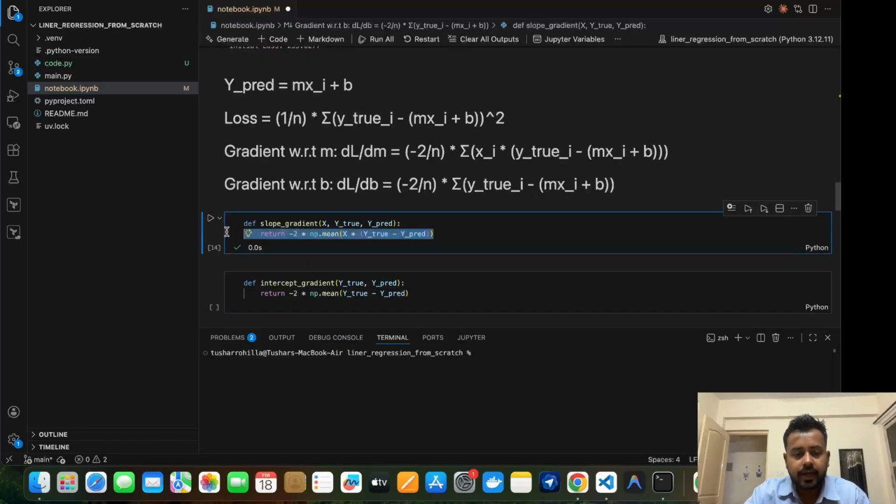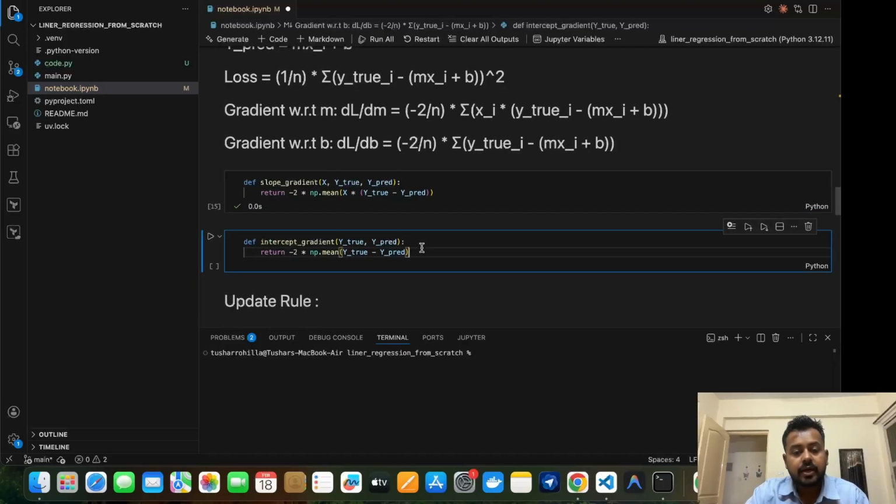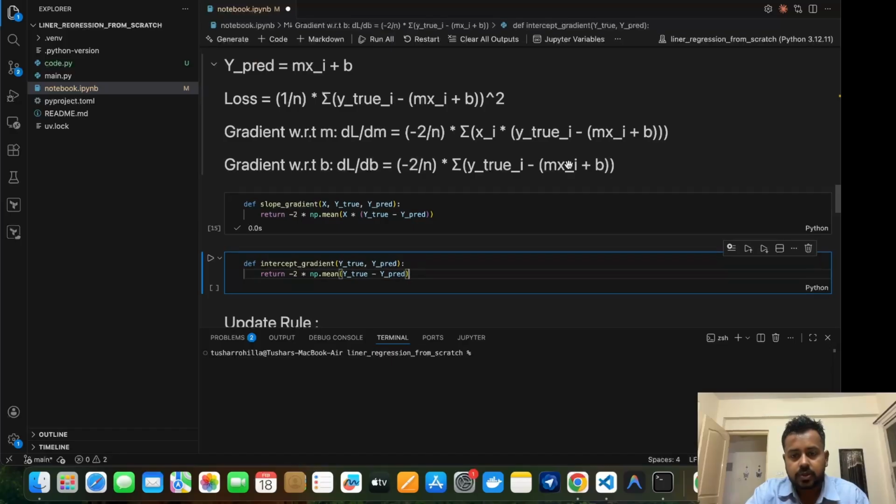So here we are coding it up. Slope gradient is this one, minus 2, this is the mean, divided by n, x into y true minus y predict, where y predict is mx plus b, and this is the gradient of the slope, right? In the same way, I have written the gradient of the intercept, which is this one: minus 2 by n, y true minus y predict, which is mx plus b, right?